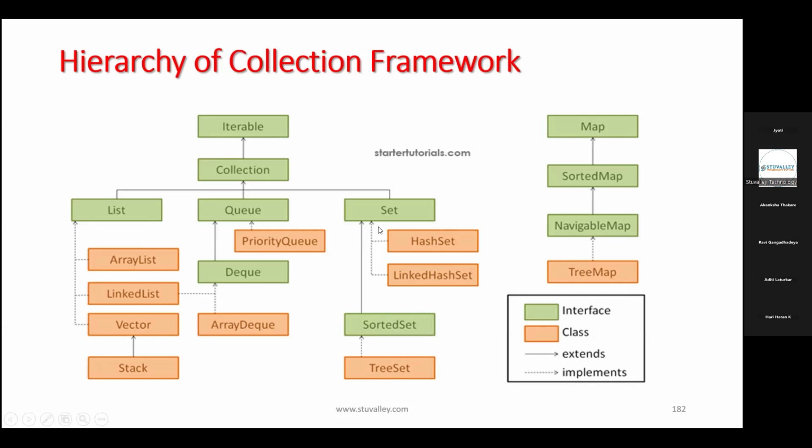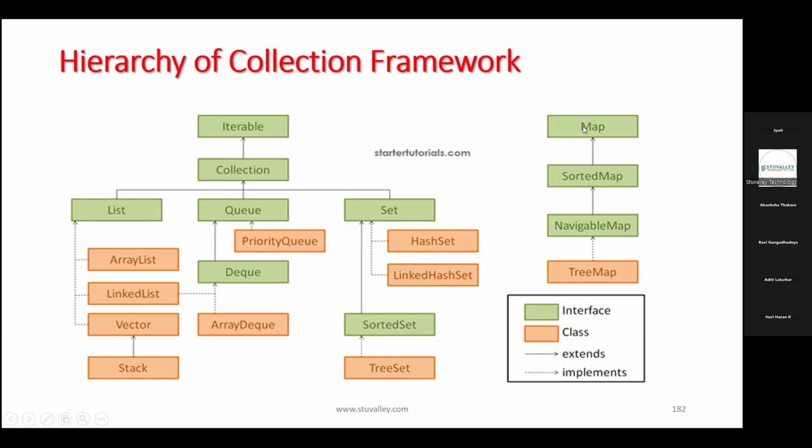It is also used to store only unique elements. So basically, the set data structure stores unique elements. That is, it will never store duplicate elements. In the list, we can store duplicate elements. In the queue, we can store duplicate elements.